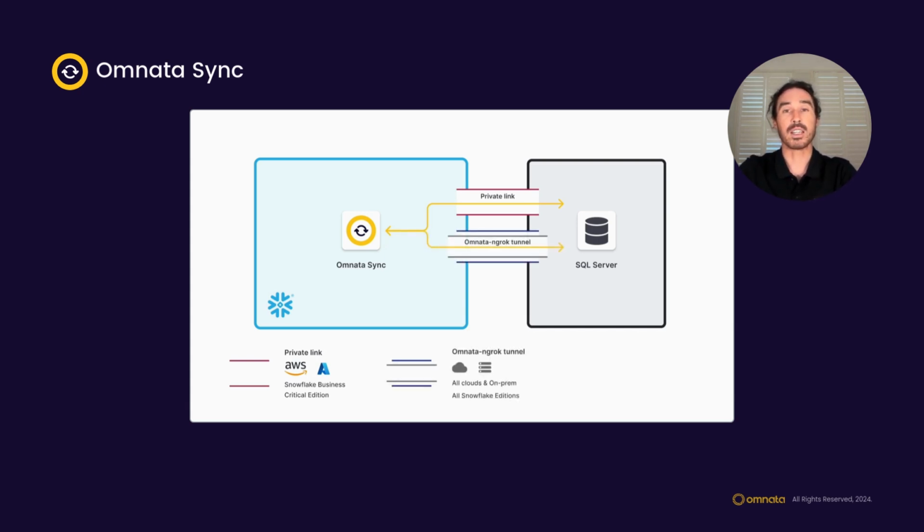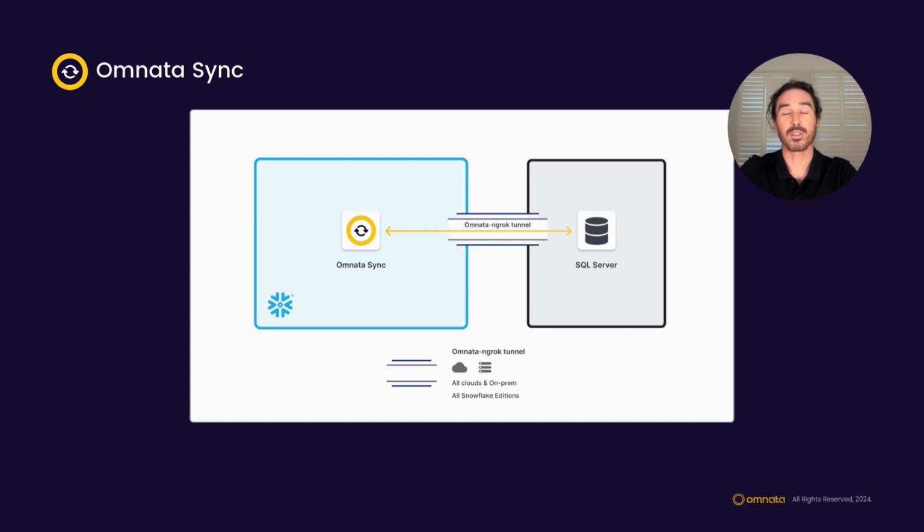The second option is to use our embedded ngrok tunnel. Now, this is available for all clouds, including on-premise data, and it's for all Snowflake editions. So if you don't have Business Critical and Private Link isn't an option, then the Omnata-ngrok tunnel is a good fallback option. Finally, if you can make your database publicly accessible, you can connect directly to your SQL Server.